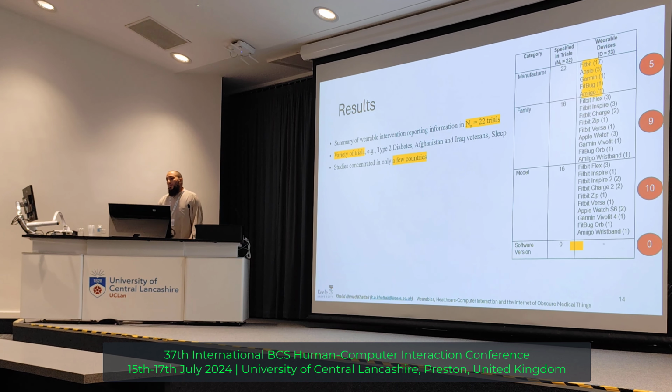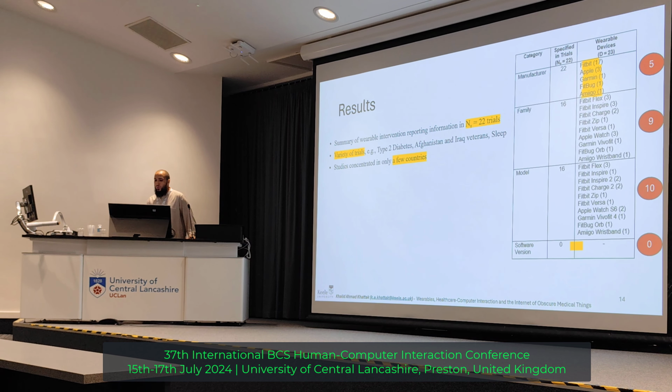The result we got is from the database. We have 5 unique manufacturers: Fitbit, Apple, Garmin, and Amigo. In total, we had 22 studies, and all of them mentioned the name of the manufacturer. Next, we have 9 unique families, and only 16 of them mentioned the family name. Model-wise, it was also only 16 that mentioned it, with 10 unique models.